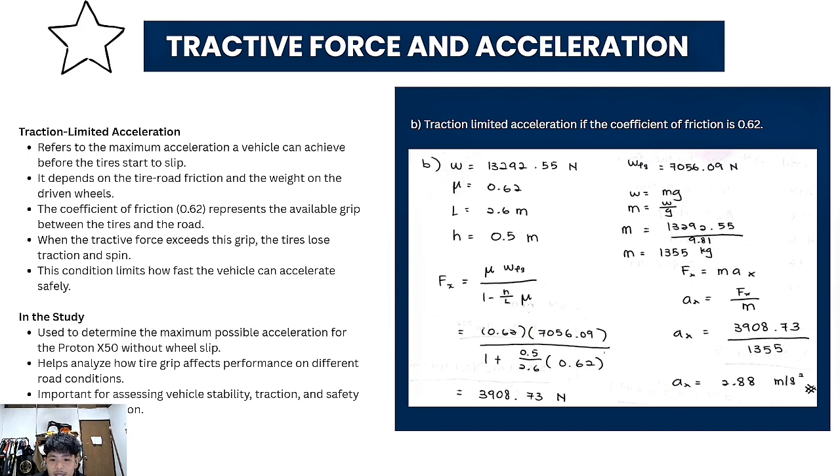To find the Fx, we use the formula the coefficient times WFS per 1 minus H per L and the coefficient again. So for the Fx we get 3908.73 Newton. After we find the Fx, to find the Ax, we use the formula Fx equals MAx. So we get the answer for the Ax is 2.88 meter per second square.